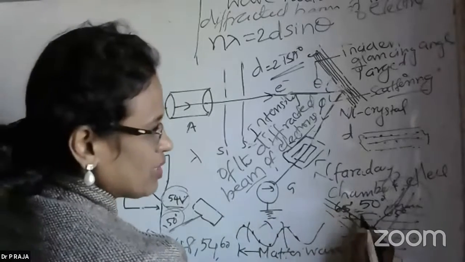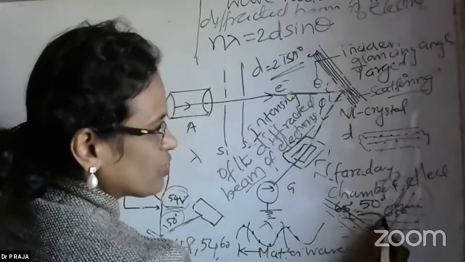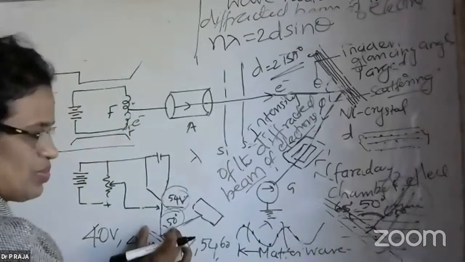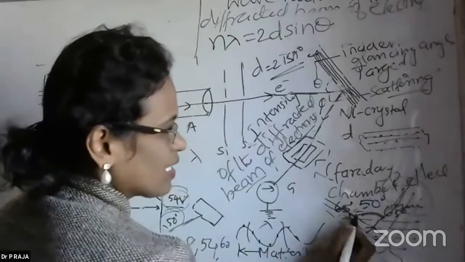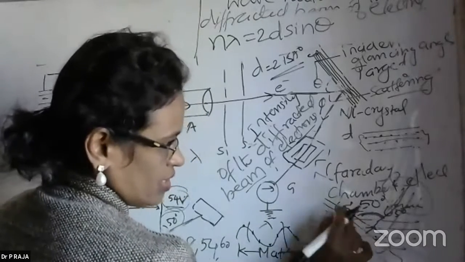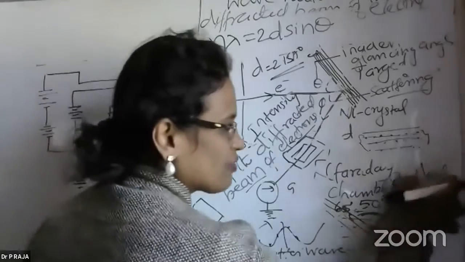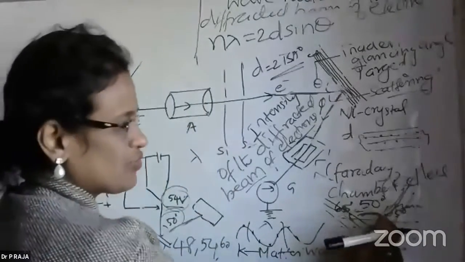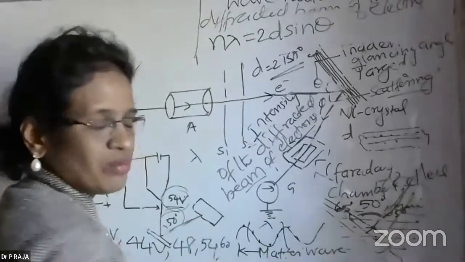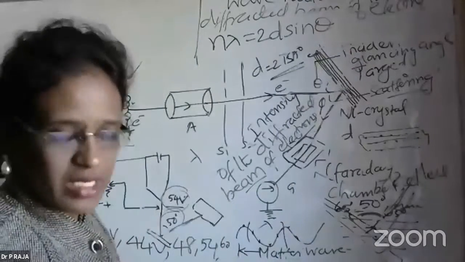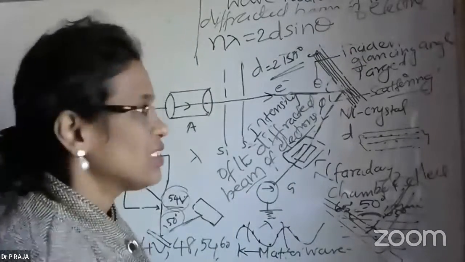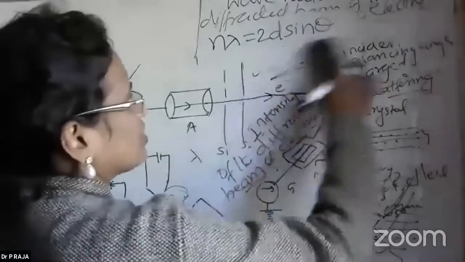I'll repeat. This angle was 50 degrees, as predicted by this experiment. So the incident angle on this side will be 65 degrees and the diffracted angle will be 65 degrees, so that together it will become 180 degrees. So theta will become not 50, but 65 degrees. I will write here.